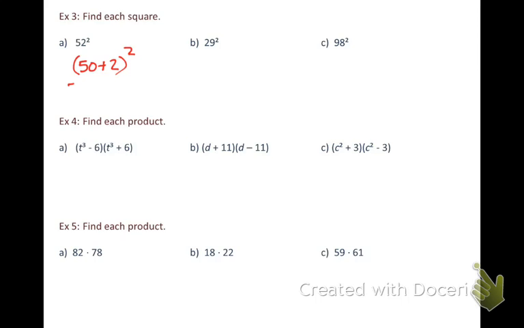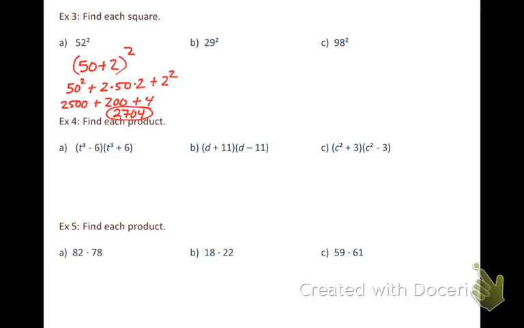So you're going to go 50 squared plus 2 times 50 times 2, and then square the second number, which would be 2 squared. So 50 squared would be 2,500, and 2 times 50 is 100, times 2 is 200, and then plus 4. And then you add them together, and you get 2704. Yes, it would be easier to show it on a calculator, but they don't want you to do that. We're going to do B together, and we'll leave C alone.